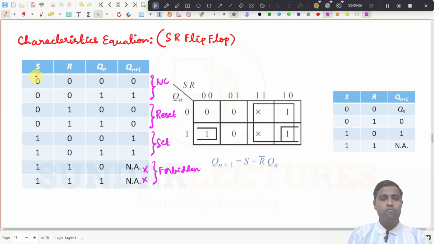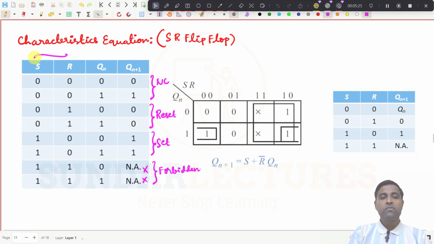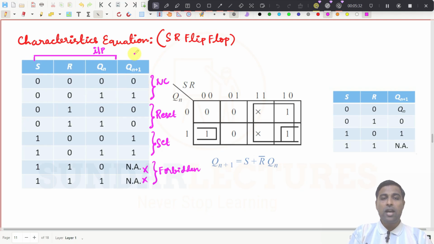Now what is this one? You take these three as inputs now, because we know those things. I know what the S value is, I know what the R value is, and I know what the present state value is, and I need to find what the next state should be, right? So what I am doing now is taking these three as input, and this is the output. Simplify it. Very simple, right? So maybe this is the simplified truth table.